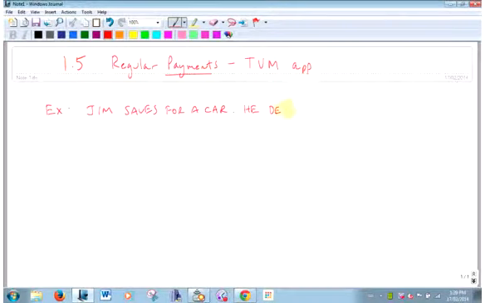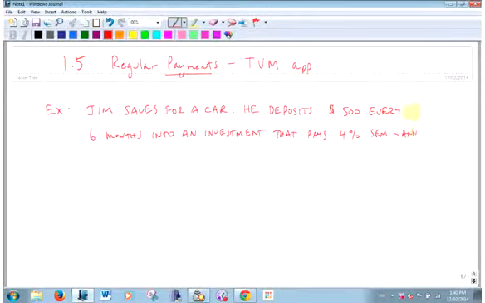Jim saves for a car. He deposits $500 every 6 months into some form of investment that pays 4% semi-annually for 6 years.